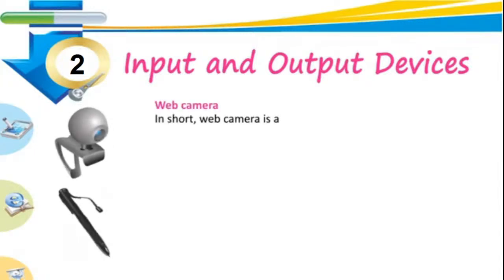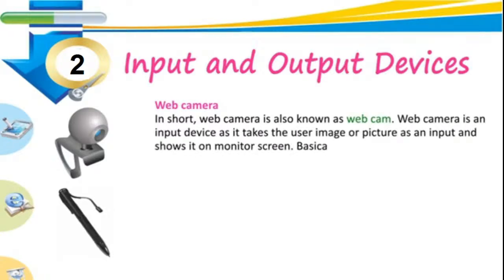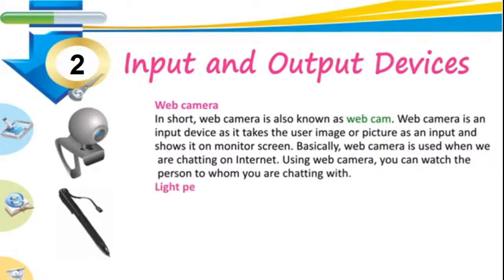Web camera. In short, web camera is also known as webcam. Web camera is an input device as it takes the user image or picture as an input and shows it on the monitor. Basically, web camera is used when we are chatting on internet. Using web camera, you can watch the person to whom you are chatting with.